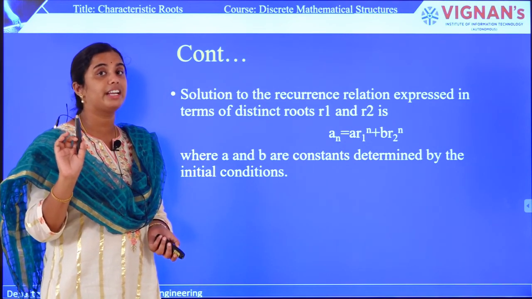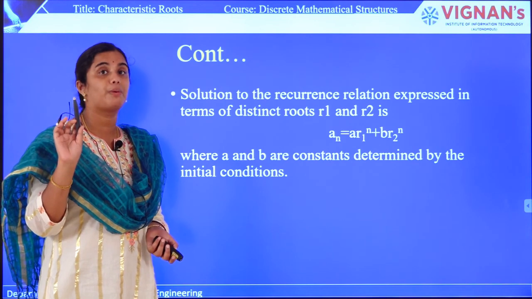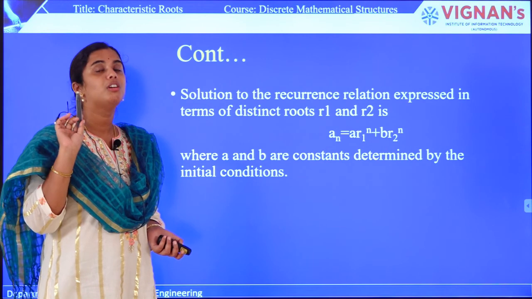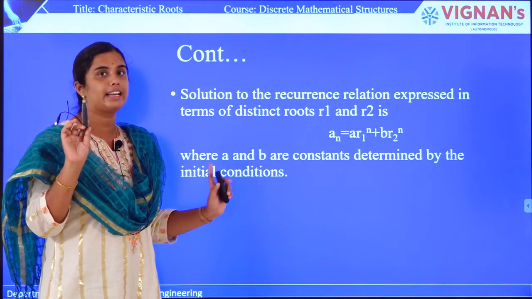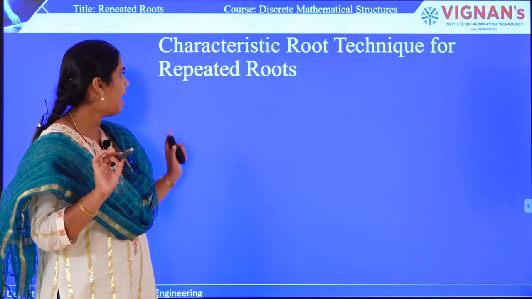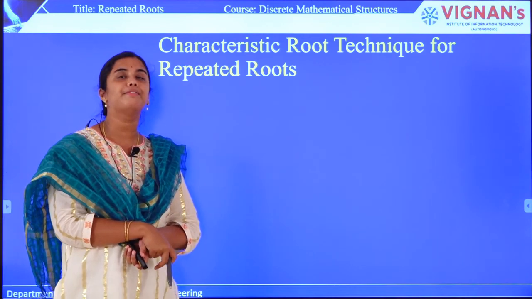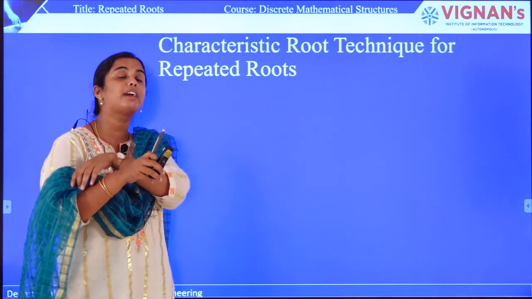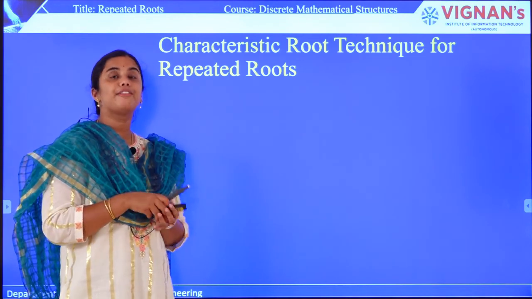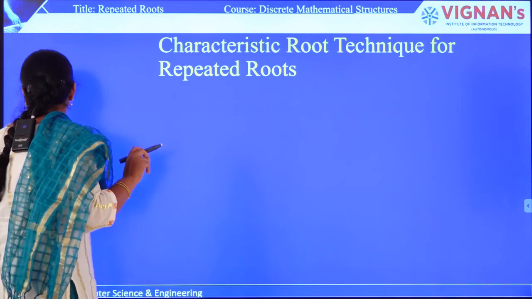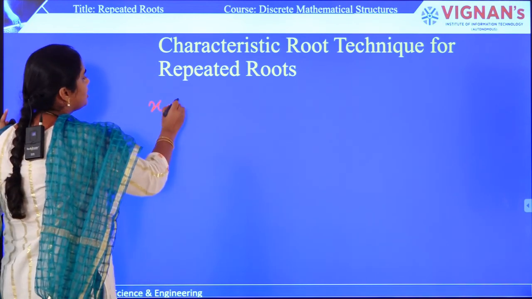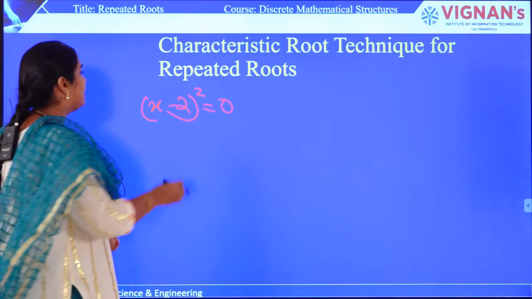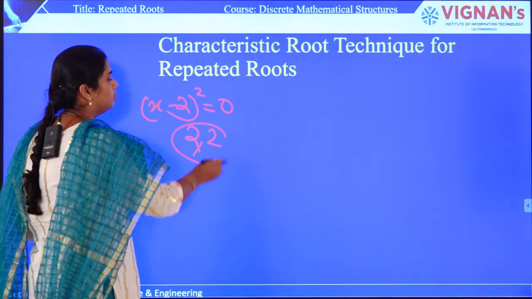Here a and b are nothing but the initial conditions. What are the initial conditions? They will be mentioned in the question itself. Based on the initial conditions and the roots, you need to write the solution of the recurrence relation. Okay? In the previous example, we got two different roots R1 and R2. What if you get the same root? Like if you solve the equation (x minus 2) whole squared equal to 0, then what are the two roots you will get? 2 comma 2. Yes, right?